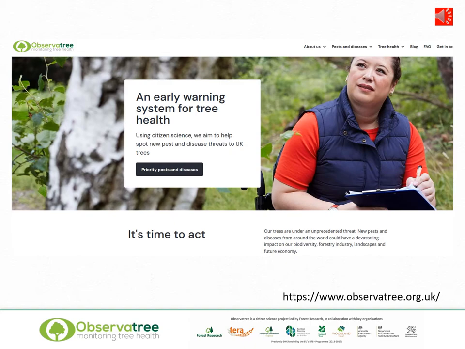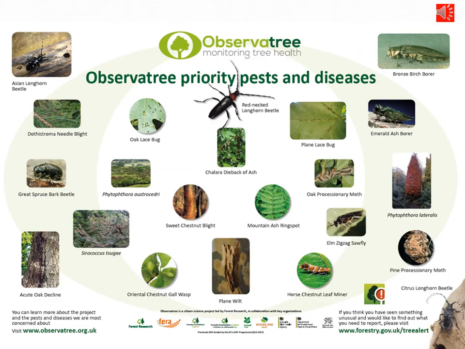Although the UK Plant Health Risk Register has identified over 1,200 different pests and pathogens, we have identified a small group of priority pests and diseases which are suitable for citizen science surveillance within the Observatree project. Some of these sadly are now widely distributed, like horse chestnut leaf miner, but are not occurring across the whole of the UK. Some of them have been recently introduced and spread, like ash dieback, but some of them are still yet to arrive in this country, like emerald ash borer.